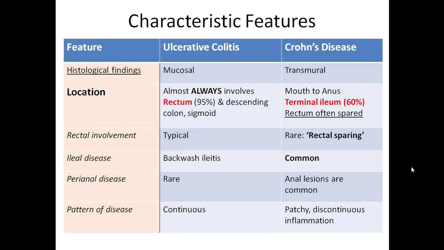The most important point to remember is that the inflammation in ulcerative colitis is continuous and usually confined to the rectum, but in Crohn's disease the inflammation is patchy and not continuous and can present anywhere from the mouth to the anus.